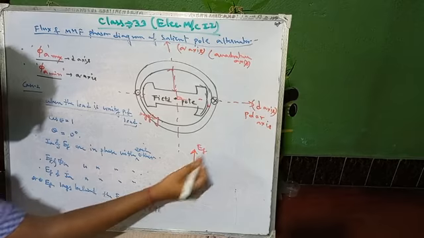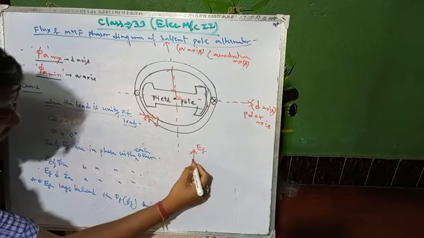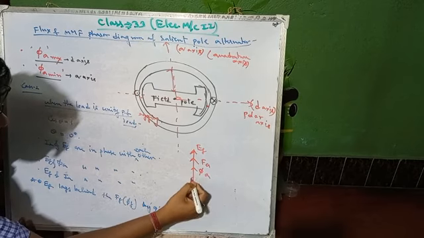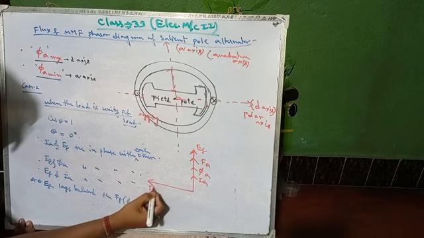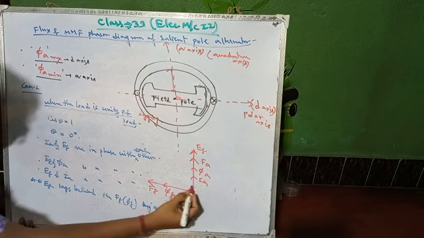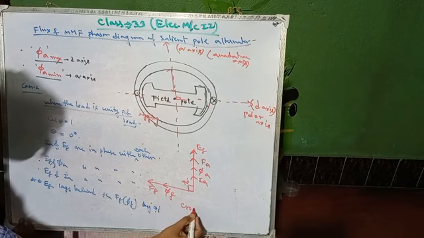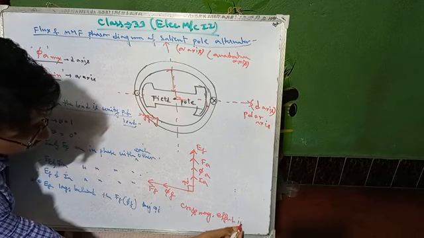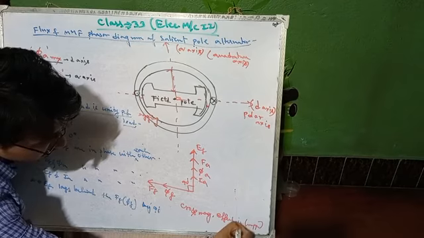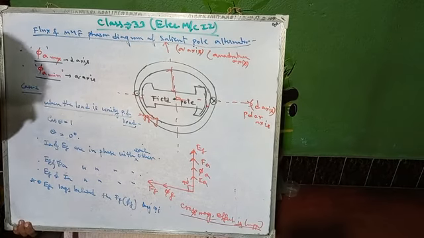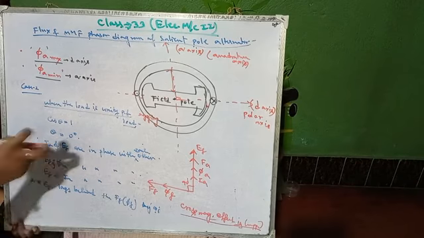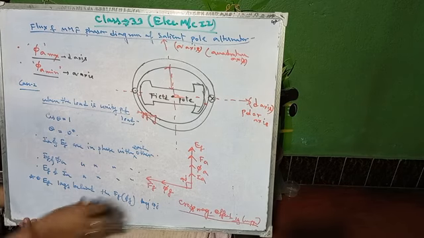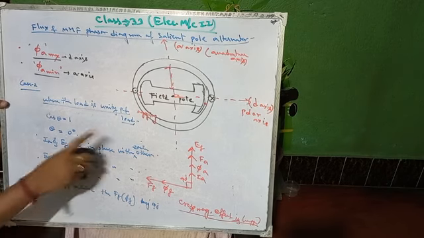So this is your EF, and suppose this is FA, phi A, IA, and due to this FF, phi F is present. So there is a cross magnetization effect. Here the cross magnetization effect occurs, whereas previously it was the demagnetization effect. So when the load is a unity power factor load, the effect is cross magnetization.